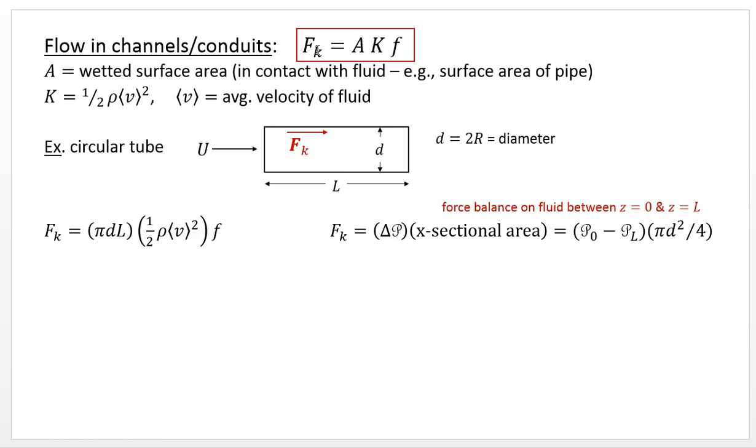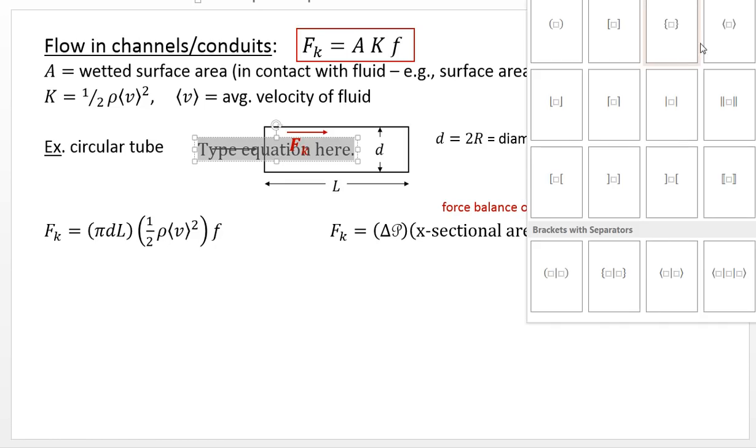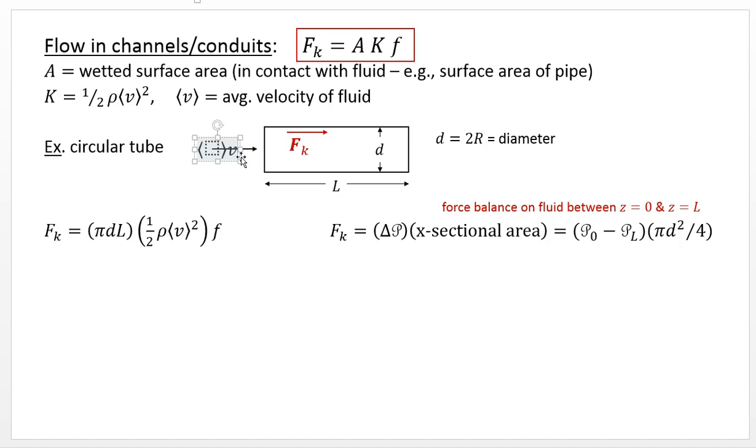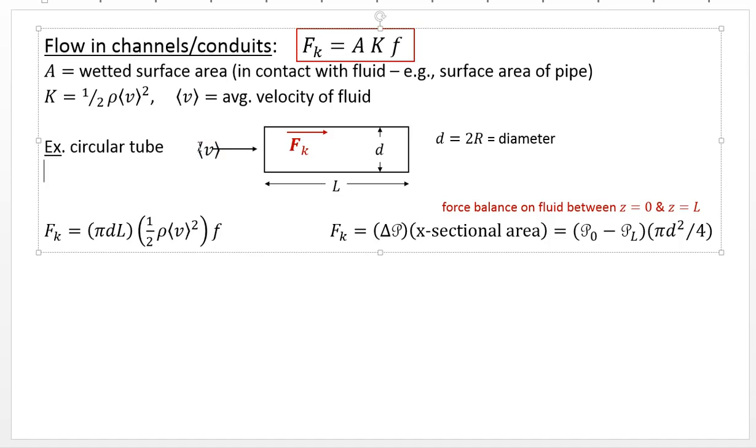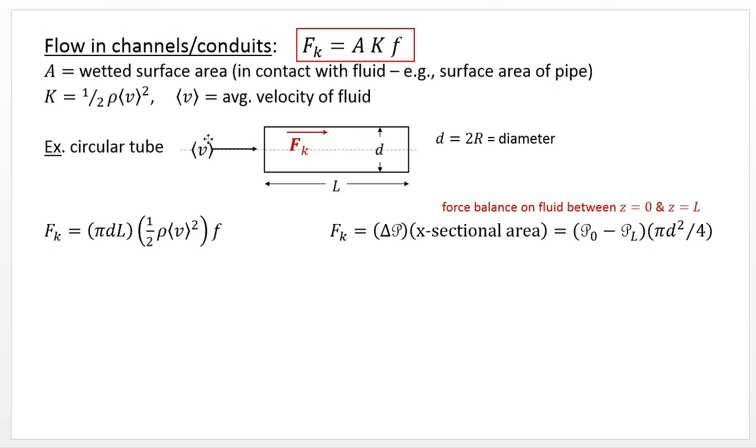So by definition, if we substitute the area here, the area is pi dL as we mentioned, so we have a pi dL term for Fk. The kinetic energy term is 1/2 rho times the average velocity squared. This term here is also the average velocity as we had before. If we want to make this more precise, we can type in the average velocity like this to use the same notation that we have below. So we have the 1/2 rho v squared term here for kinetic energy multiplied by f.